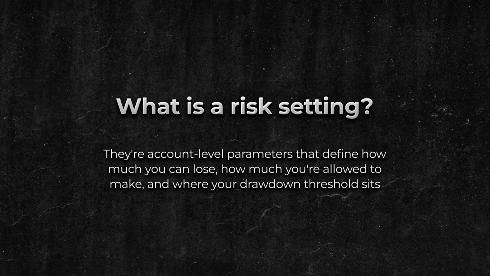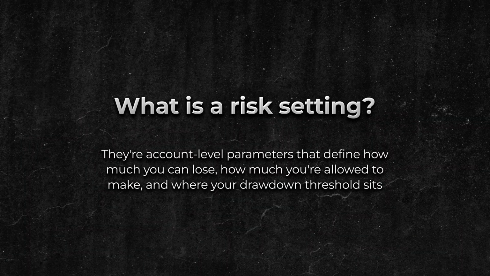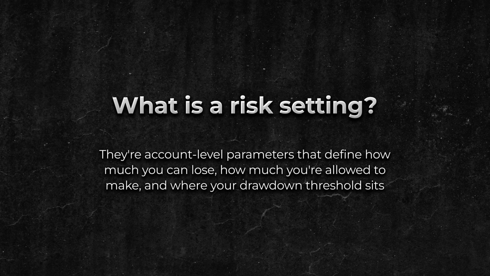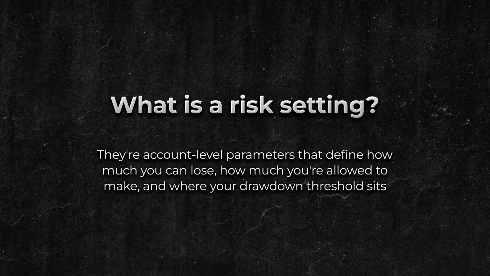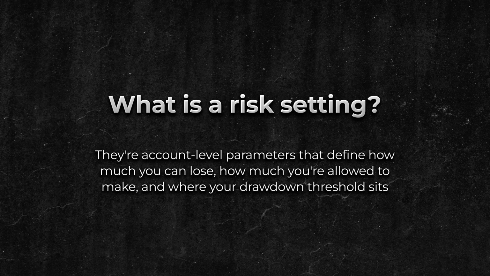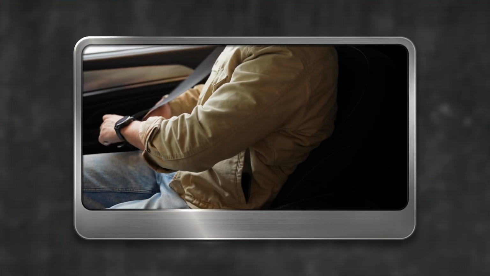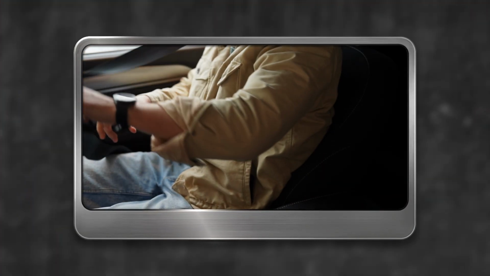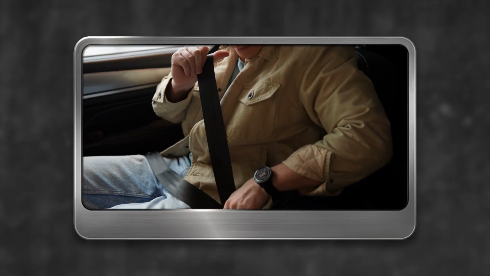So, let's start at the beginning. What even is a risk setting anyway? Well, they're account level parameters that define how much you can lose, how much you're allowed to make, and where your drawdown threshold sits, all before you ever place a trade. Rather than reacting to losses after the fact, risk settings act as guardrails that enforce your predefined rules in real time. It's like wearing a seatbelt. It costs you 3 seconds to put on, but it's worth its weight in gold if things go south.